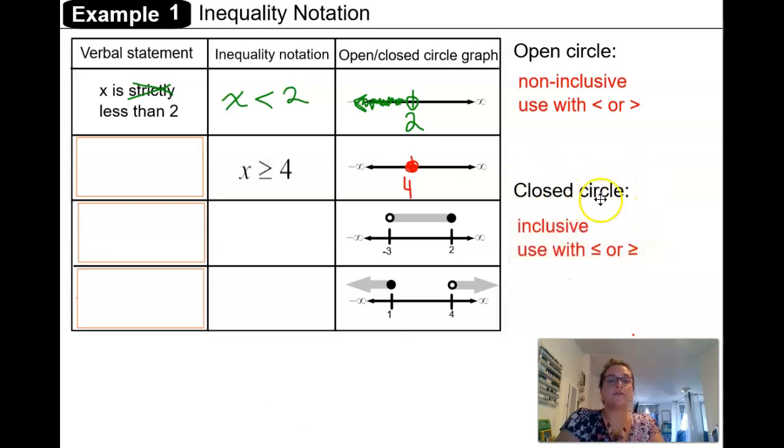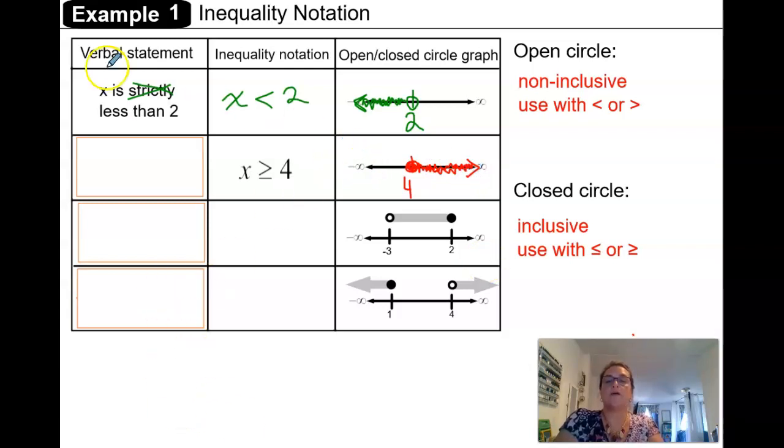So in your notes you want to write down that we use a closed circle for inclusive values, and those are whenever we have an equals with our inequality. So we use it with less than or equal to or greater than or equal to. Okay, so since we want the values to be more than 4 or greater than 4, we're going to shade up the number line toward positive infinity.